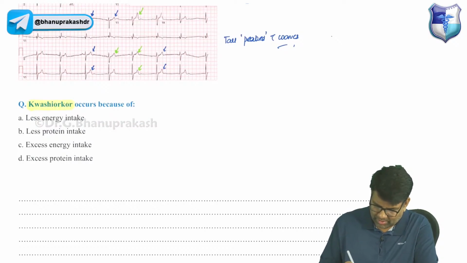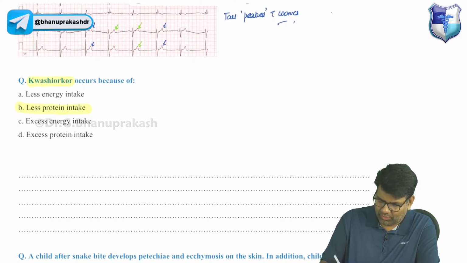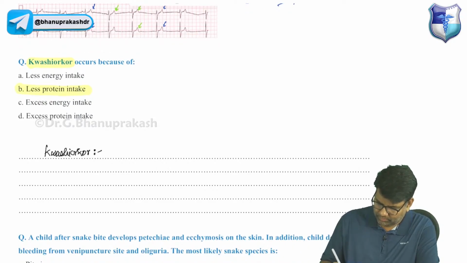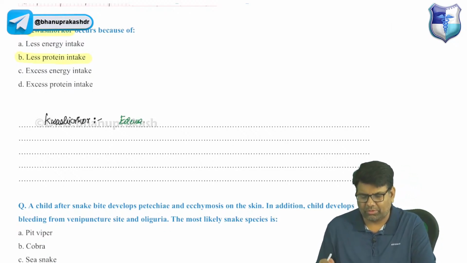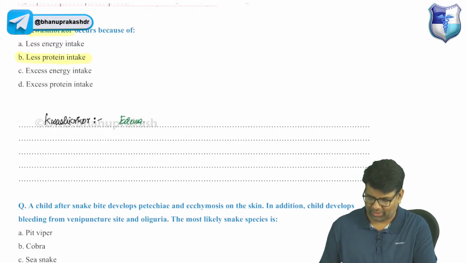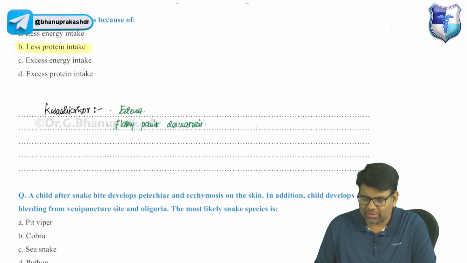for Kwashiorkor? Less protein intake. Yes, very good. Now, for Kwashiorkor, you need to remember few points. Number one, there is edema. Yes, very good. See, these are some differentiating points from marasmus. There is edema, yes, flaky paint dermatosis. What else? Edema is okay, flaky paint dermatitis, yes.